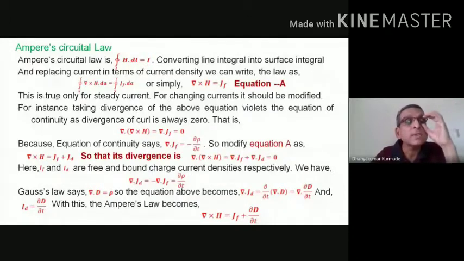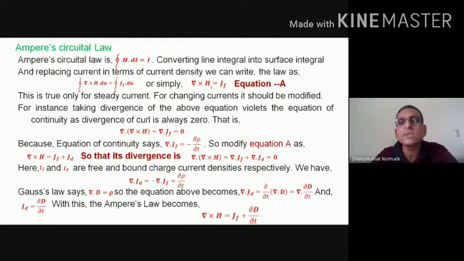Now this equation is true only for steady current. For changing currents, we have to modify this equation. Why does this need modification? To understand this point, let us take the divergence of the above equation. When we take the divergence of the equation, it will violate the equation of continuity, because the divergence of curl is always zero. Now let us see what I am saying here.